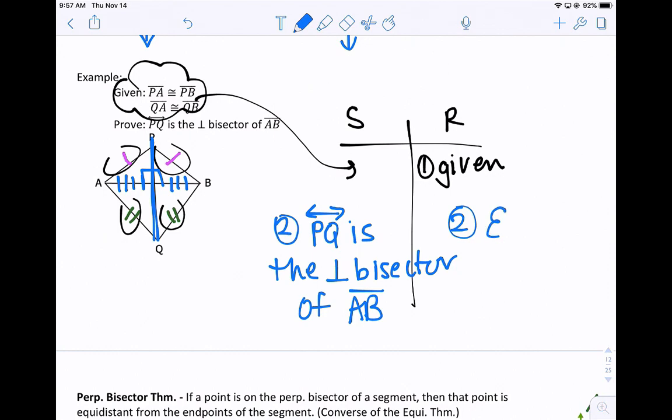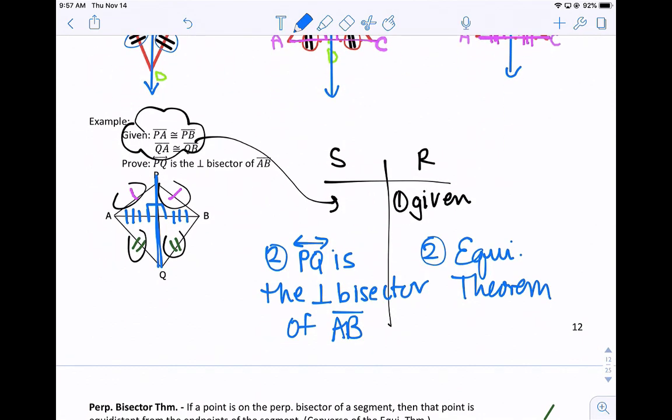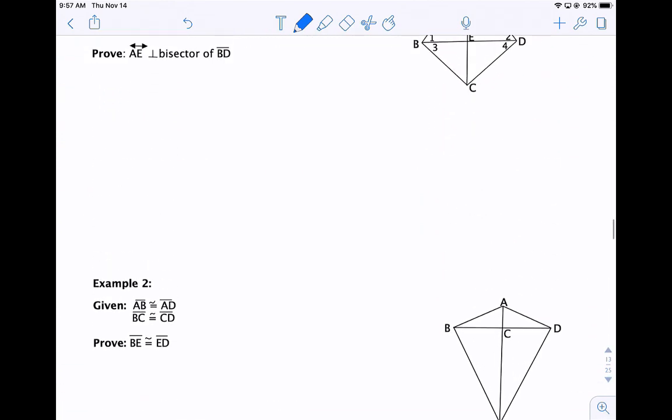And the reason is the equidistant theorem, which just says if P and Q are equidistant to the endpoints of the line segment AB, then it's a perpendicular bisector. Okay, so that's the equidistance theorem, same distance from the endpoints. Okay, let's take a look at our last theorem, and there are 2 proofs of that.